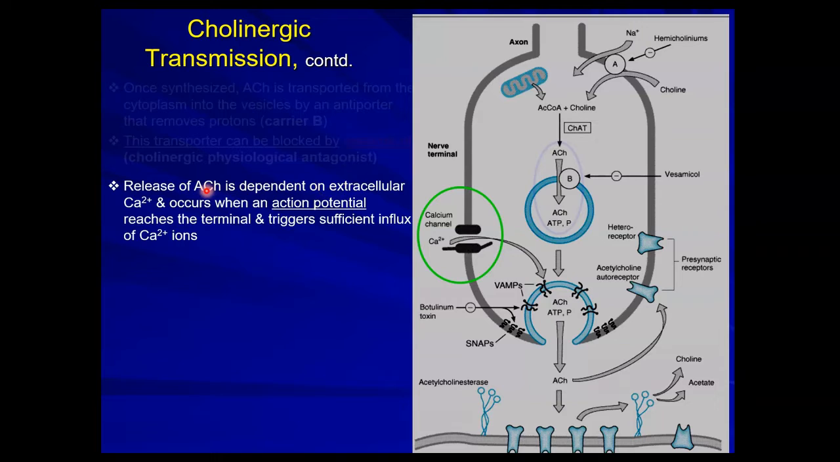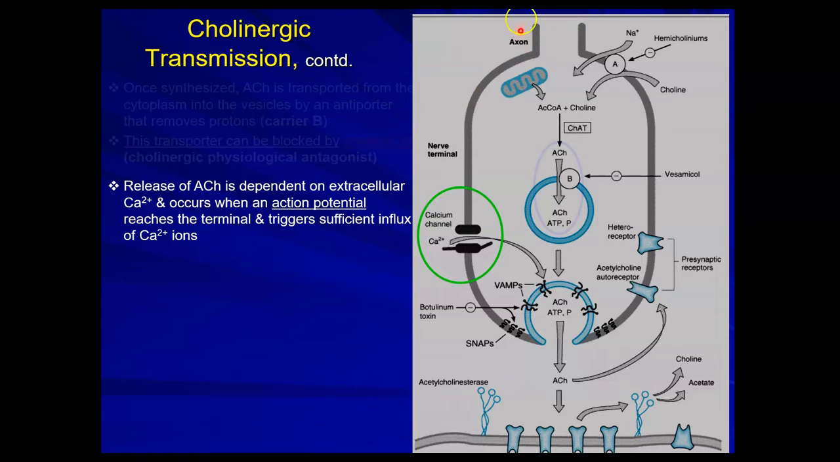Release of acetylcholine is calcium dependent. Now I have so much acetylcholine right here in the vesicles, and so many vesicles. I need this acetylcholine to be released to elicit the response or to cause the transmission. The release is dependent on extracellular calcium and occurs when the action potential arrives.